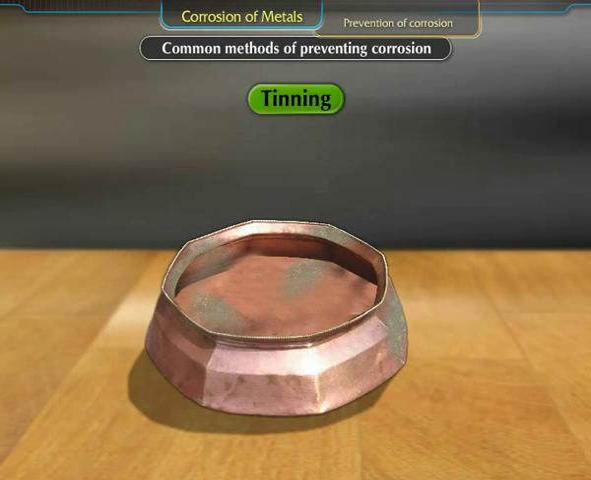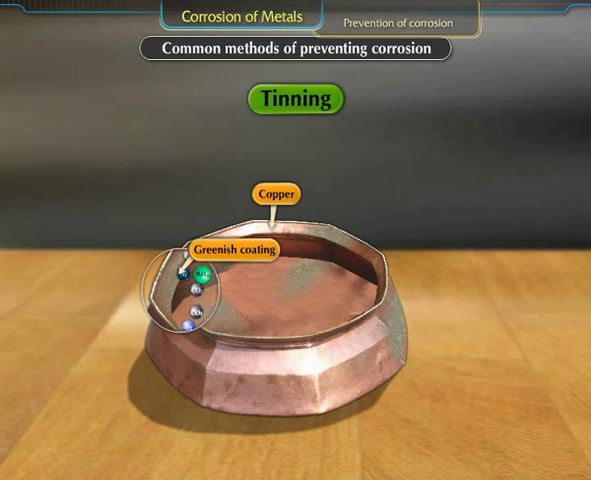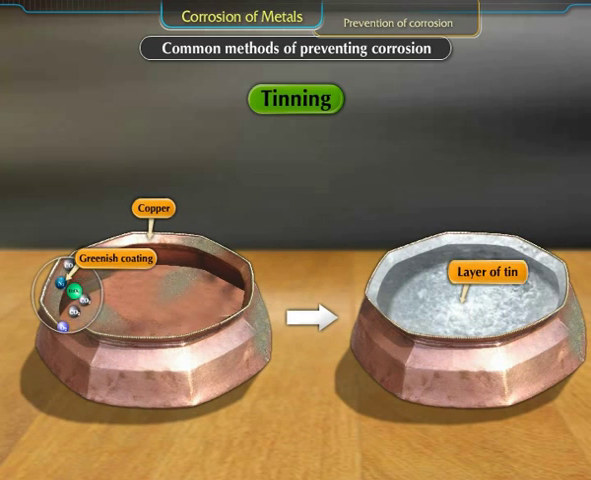Tinning is another method used to prevent corrosion. Cooking vessels made of copper or brass often develop a greenish coating over them due to corrosion. This layer is poisonous. If copper or brass vessels are coated with a layer of tin, the vessels can be protected from corroding.